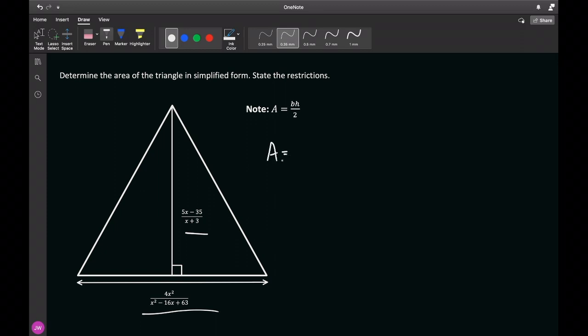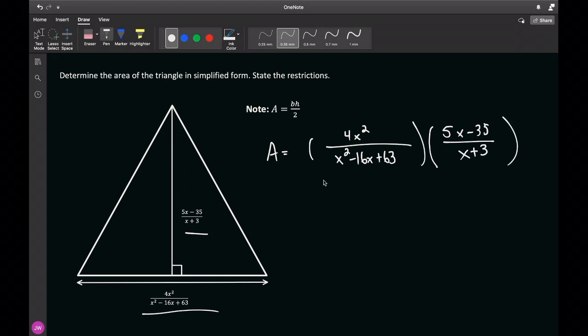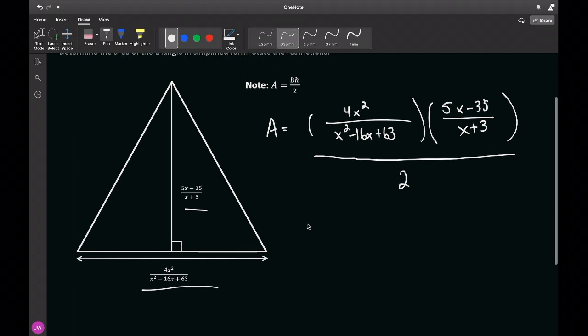So area equals the base, 4x squared, divided by x squared minus 16x plus 63. And then times the height, which is 5x minus 35 divided by x plus 3. All divided by 2. So I'm going to start factoring this equation because we have a trinomial in the bottom here and we have common factors over here.